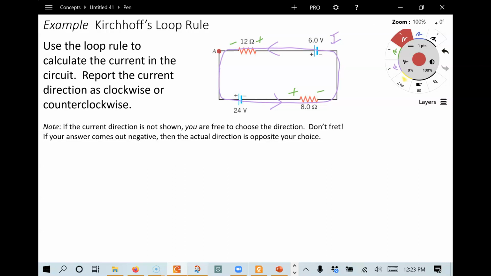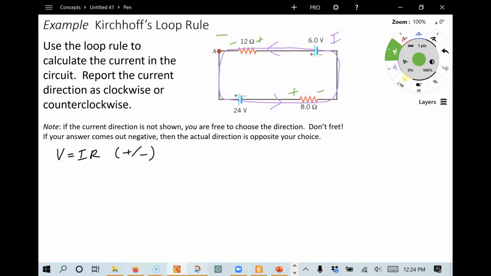And I'm going to go ahead and traverse this thing. Let's go clockwise. So we're going to use Ohm's law to calculate the voltage across a resistor, and we are going to have to put plus or minuses ourselves. And for the batteries, we can just use the voltage that's given. So starting at point A, this is kind of my mental traversal here.